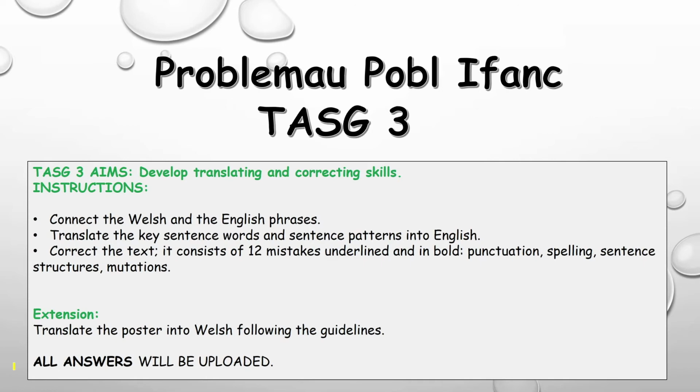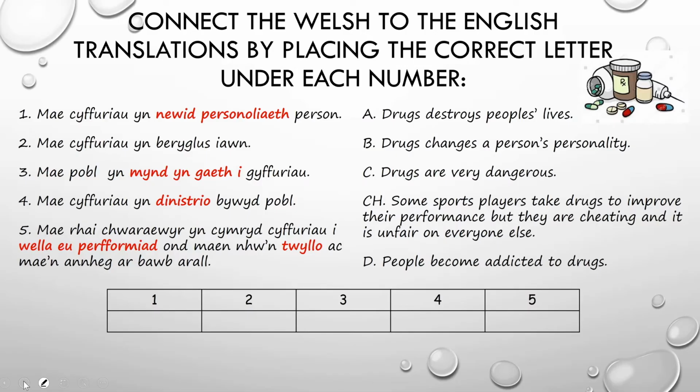Task 3 is a grammar task. The aim of this task is to improve the accuracy of your grammar and also to prepare you for the writing task of task 4. So the first element is to connect the Welsh to the English translations by placing the correct letter under each number. The numbers have already been placed in the grid for you. The numbers are connected to the Welsh and the letters are linked to the English phrases.